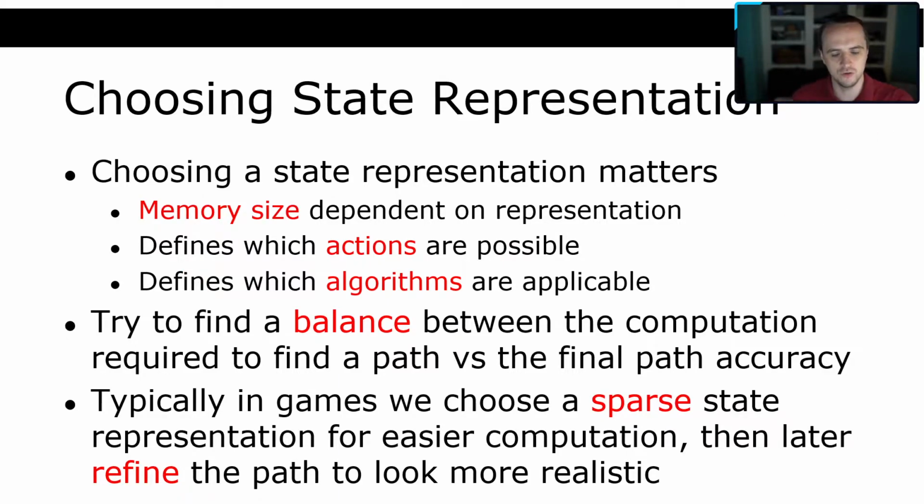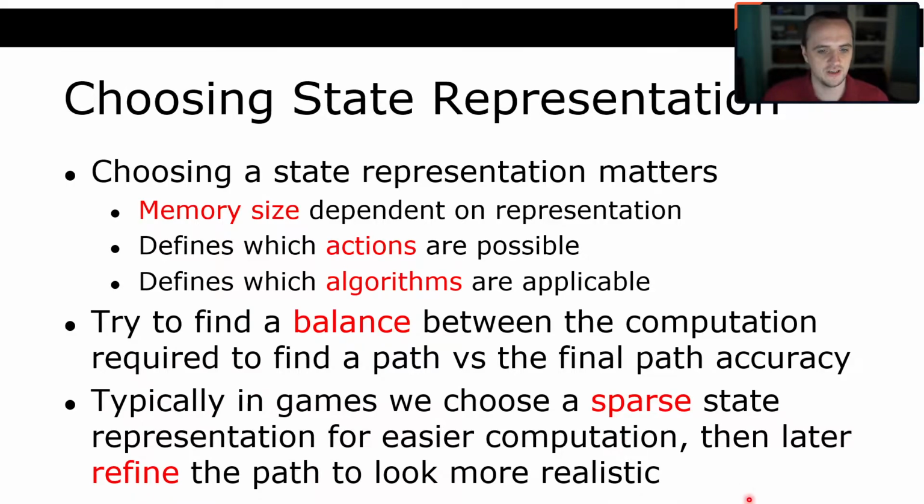So what you're trying to do when you go to make a pathfinding system or a movement system is find a balance between the computation required to find the path, so talking about memory, actions, search time, versus the final path accuracy, right? Because if we have a more coarse representation, our path is going to be easier to find, but the final path is going to be less accurate, right?